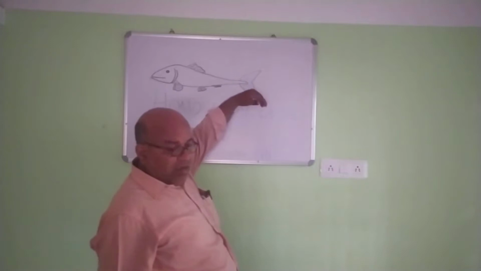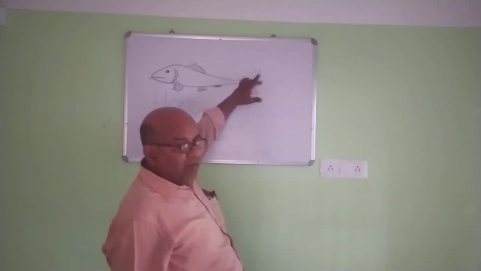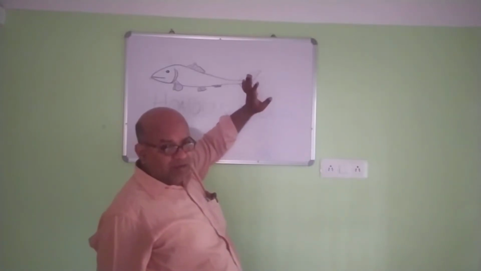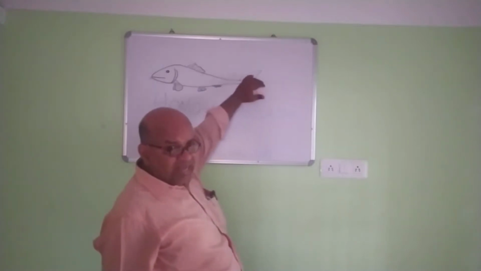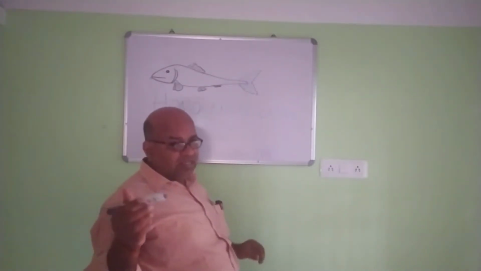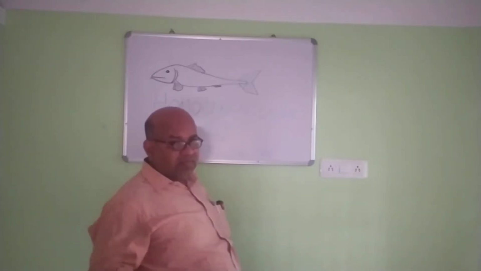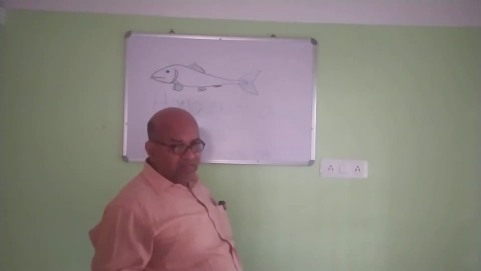In heterocercal, you mark there, in between these two lobes, one must be larger and the other smaller. Commonly, the upper lobe is larger and the lower one is smaller. You find such a type of tail fin in the elasmobranch group of fishes, like the dogfish.